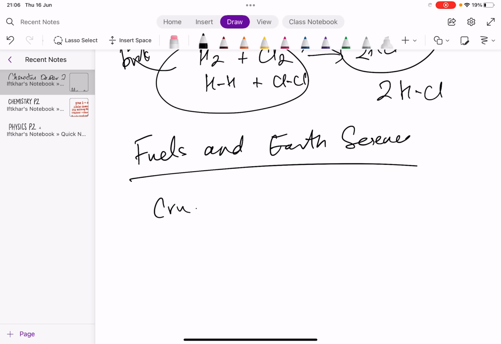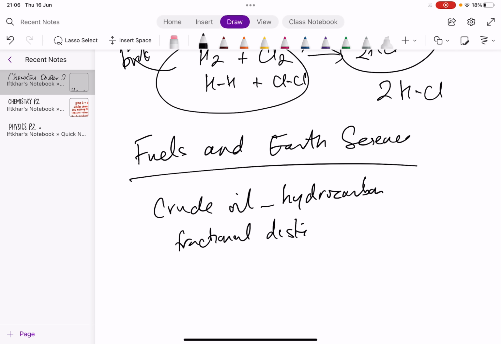Right, crude oil. Crude oil is naturally found in the earth. It's dug, it's drilled, North Sea in Britain. We've run out now, but we used to have a lot of crude oil there. Crude oil is a source of hydrocarbons. The fractional distillation of crude oil produces different fractions of hydrocarbons, and when we carry out fractional distillation, different fractions will be collected at different points.